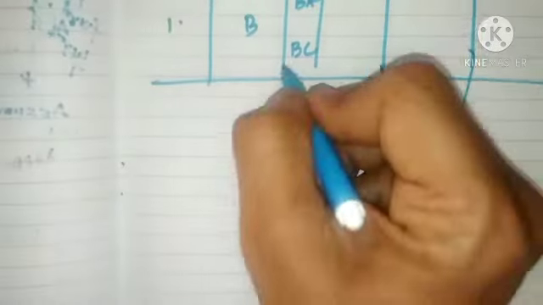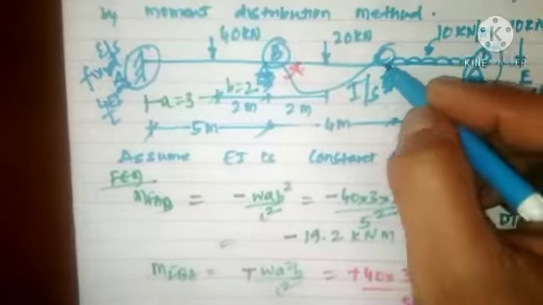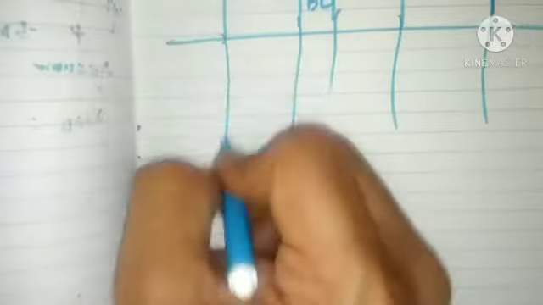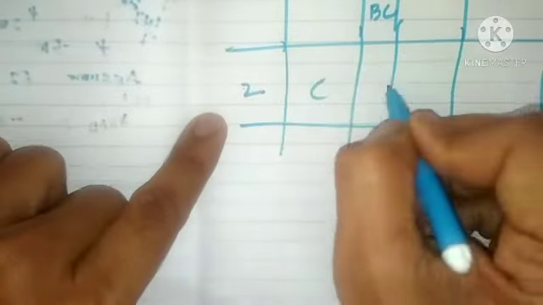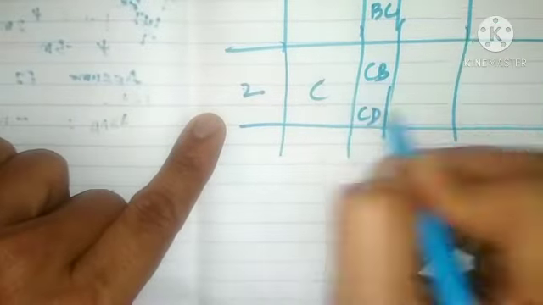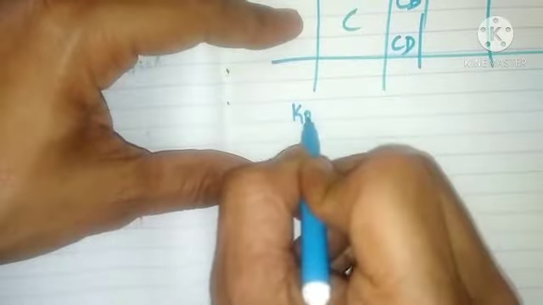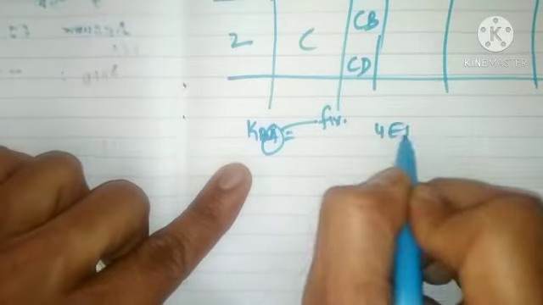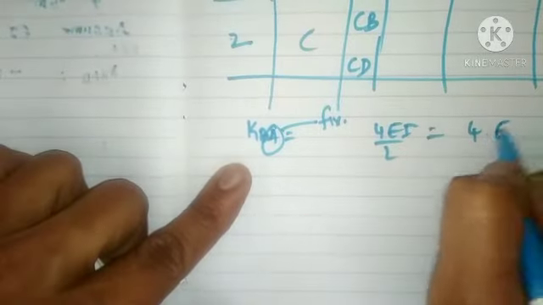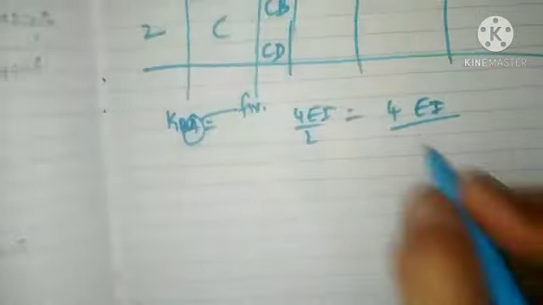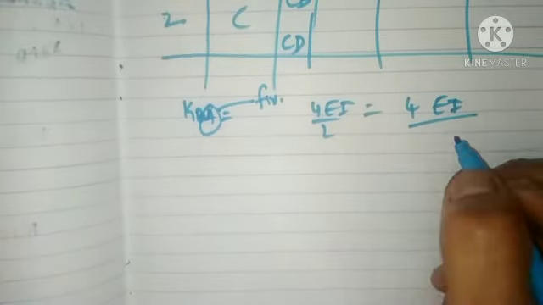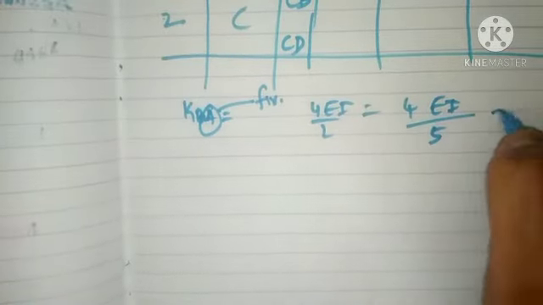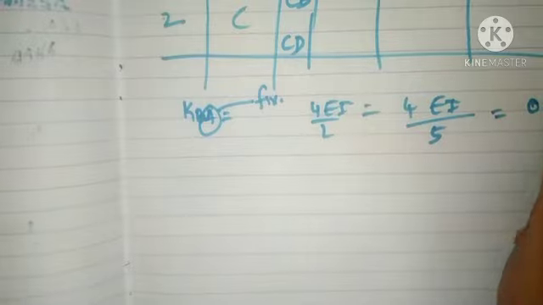Likewise, take the second joint now. The second intermediate support joint is C. So write serial number 2, C. Members connected are CB and CD. Now consider KBA. A is fixed, so the formula will be 4EI by L. As EI is constant throughout, EI will be considered as 1. So 4EI divided by the span of the beam, which is 5 meters, so 4EI by 5, which comes to 0.8 EI.